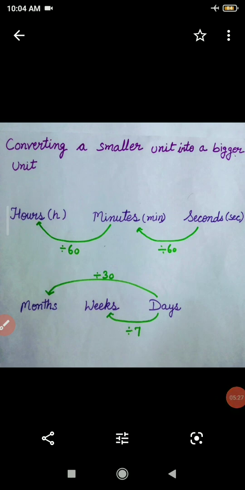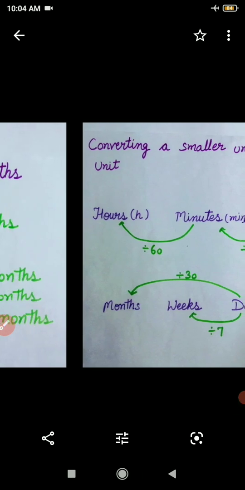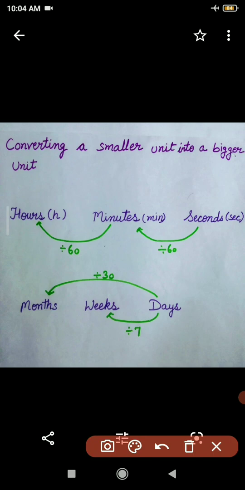Students, see this, converting a smaller unit into a bigger unit. Here we have to convert seconds into minutes. Then what will we do? We divide. If we want to convert minutes into hours, then we also divide. By which number? By 60. As we know, 60 seconds is equal to 1 minute.